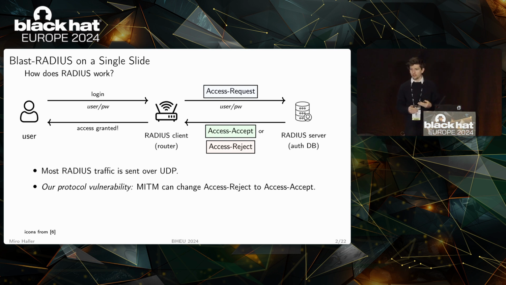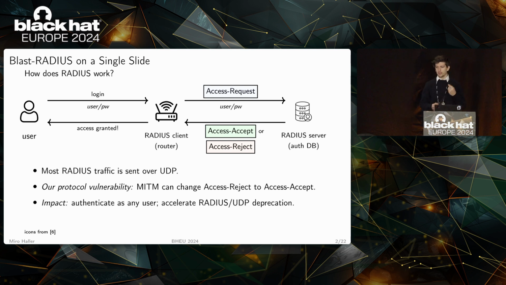BlastRADIUS is a protocol vulnerability that allows a machine in the middle to change an Access-Reject to an Access-Accept. And that means that the adversary can authenticate as any user. So for example, if you are using RADIUS to authenticate administrator access to an internet backbone router, then that means the adversary can authenticate as the administrator on that device.